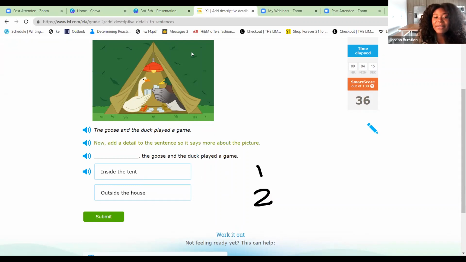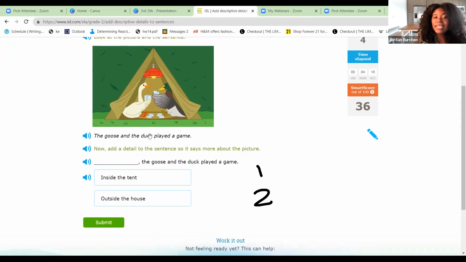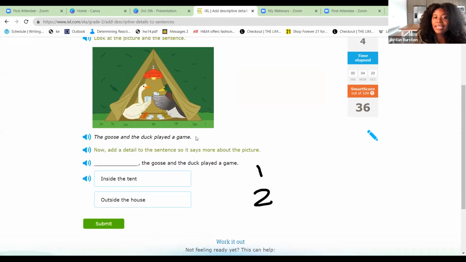So this one, the original sentence was the goose and the duck played a game. And they want us to add a little bit more detail to that sentence. So we have two options. The first one says inside the tent, outside the house. So you say inside the tent. Yeah. So inside the tent, the goose and duck played a game. Now this looks very interesting. I've never seen a book where they have birds playing card games, especially not in a tent.